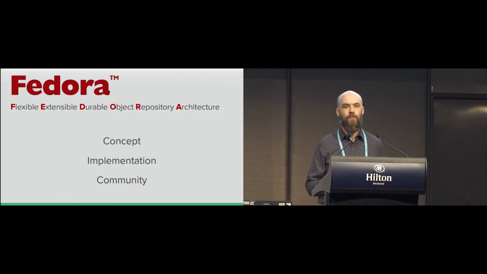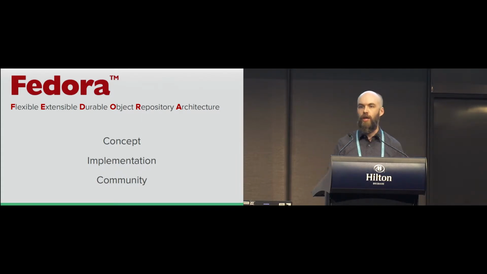And part of that is because Fedora started out not just as a piece of software, but really as a concept. This idea of a flexible and extensible, durable object repository architecture. This was first proposed in a paper before it was developed into software. And so these different aspects of Fedora, I think, are important to understanding what it is. Fedora is not just software; it is an idea, and this idea has carried through all of the versions of Fedora as it changed over these 20 years of its life cycle.